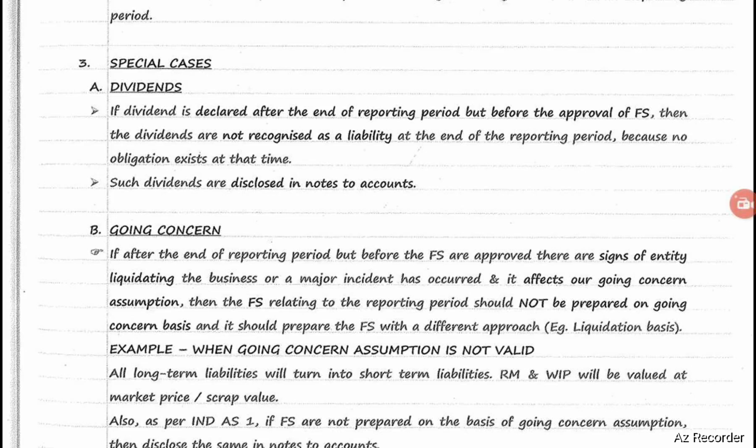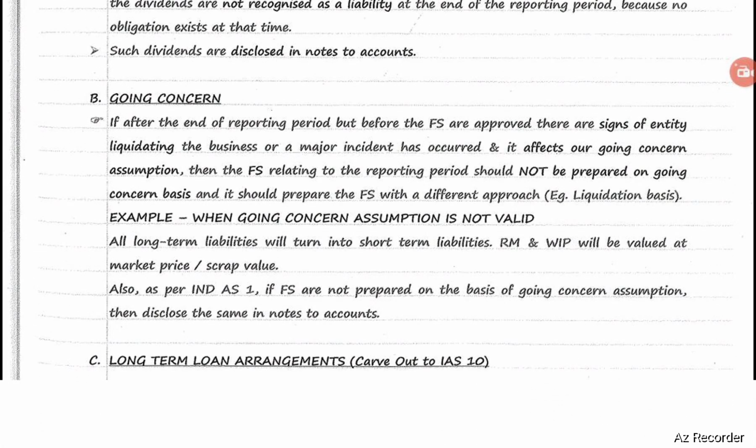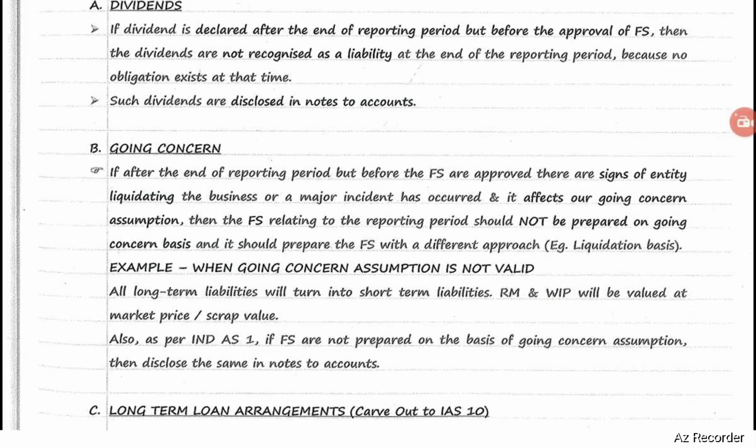Next, going concern. If after the end of the reporting period, but before the financial statements are approved, there are signs of entity liquidating the business or a major incident has occurred and it affects our going concern assumption, then the financial statements relating to the reporting period should not be prepared on going concern basis and it should be prepared with a different approach, that is liquidation basis. Example, when going concern assumption is not valid, all long-term liabilities will turn into short-term liabilities. Raw materials and work in progress will be valued at a market price or scrap value.